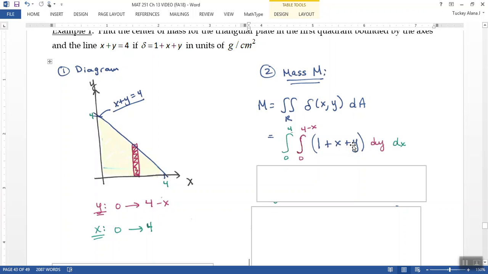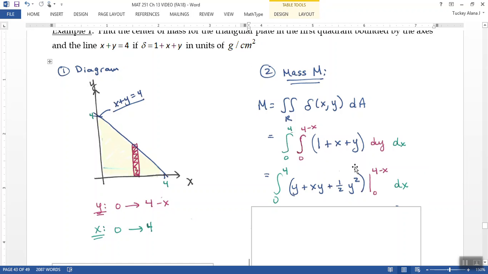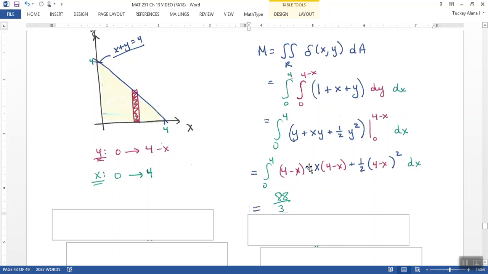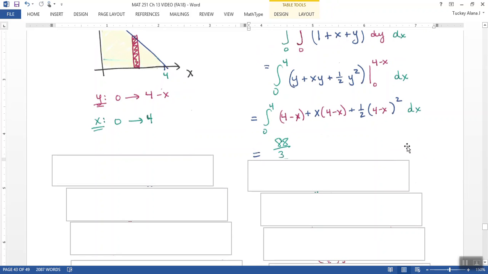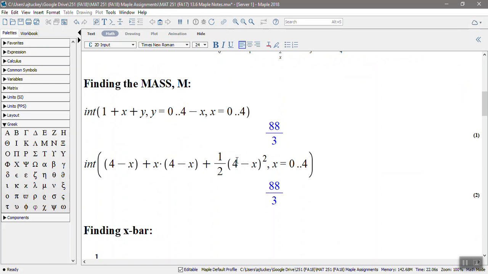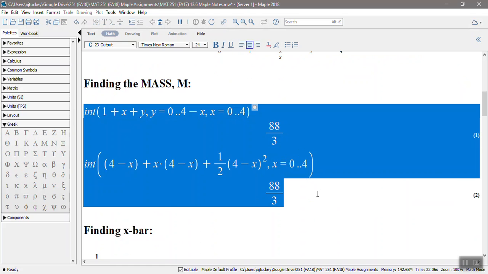Okay, well, if we integrate this with respect to y, I'll get y plus xy plus 1/2 y squared. And then I'm going to take that from 0 to 4 minus x. So then I just want to stick the 4 minus x in there wherever there's a y. That would give me 4 minus x plus x times 4 minus x plus 1/2 times 4 minus x squared, which I am not going to do by hand. That is what Maple is for. And I will get it to tell me that the answer is 88 over 3. Just you wait. And there it is.